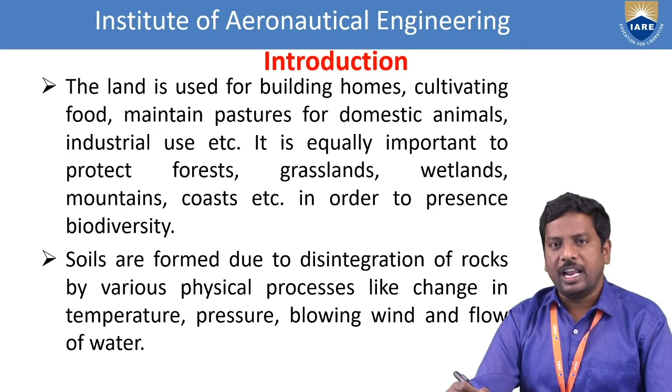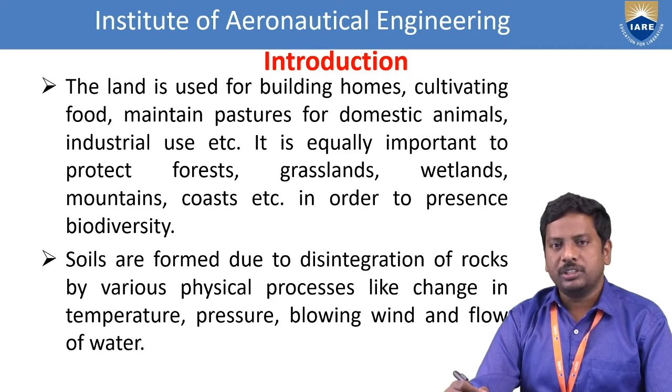So land is present in each and every case. For example, forest has some type of land, whereas grasslands have land with grass on the surface, wetlands have moisture conditions, and mountains and coasts change depending upon the environment. So depending upon the environmental situation, biodiversity takes place. Soils are formed due to the disintegration of rocks by various physical processes like change in temperature, pressure, blowing wind, and flow of water.